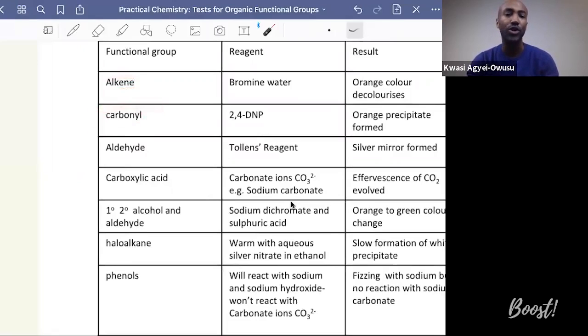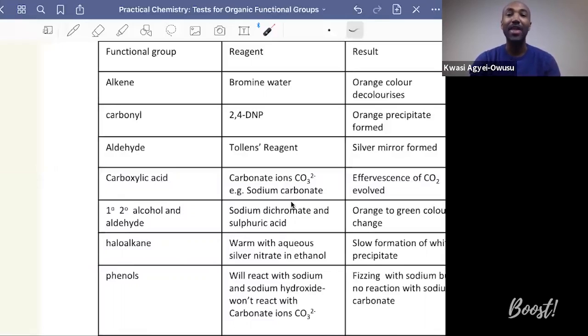2,4-dinitrophenylhydrazine, which is shortened to 2,4-DNP, is the reagent that you would be using in that case. And it only really tests for the presence of the aldehyde or ketone carbonyl group. There are other functional groups that contain carbonyl groups, such as carboxylic acids or esters or amides, but none of these react with 2,4-DNP for reasons that we shan't go into.